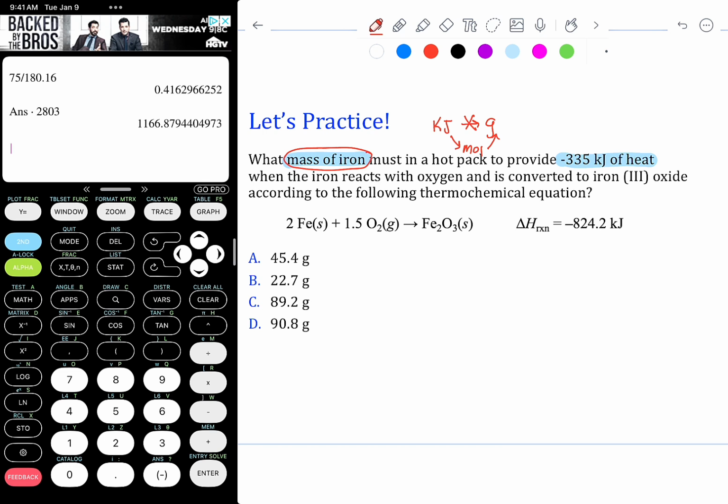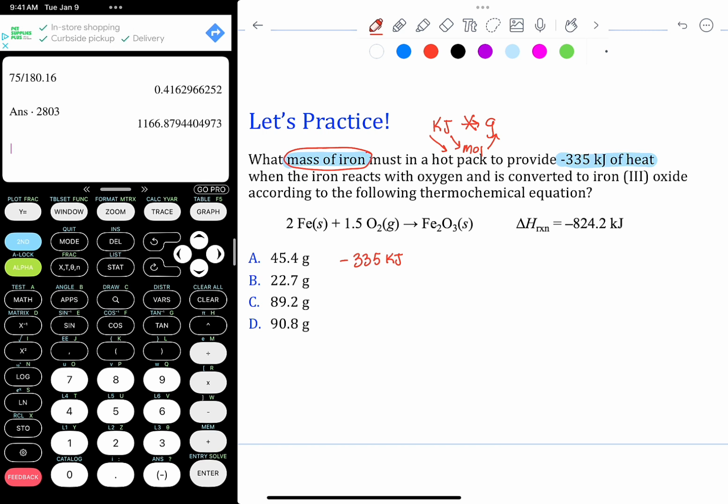Okay, so in this problem, we're going to start with that negative 335 kilojoules of heat. And in order to go from kilojoules to moles, like we're asked to do here, we have to remember that this delta H of the total reaction is going to be negative 824.2 kilojoules per mole of reaction, which we know we can rewrite as per mole, in this case of iron, because that's what we're looking for. The coefficient out in front of iron is 2, so we'll put the 2 right there, and that's what we'll use to do our conversion.